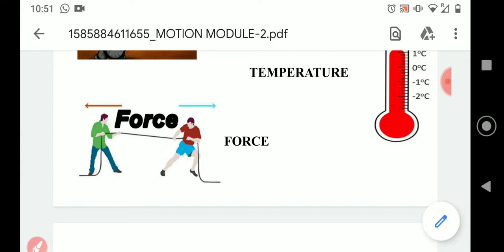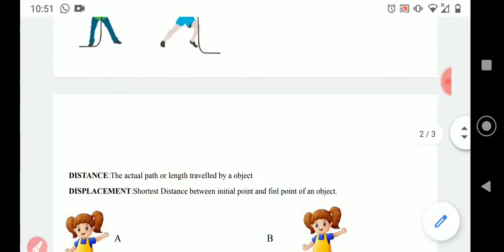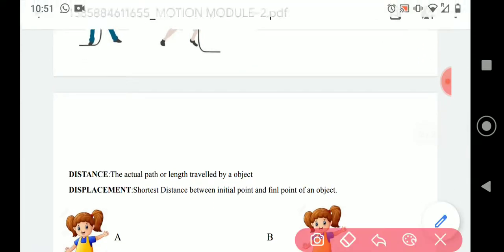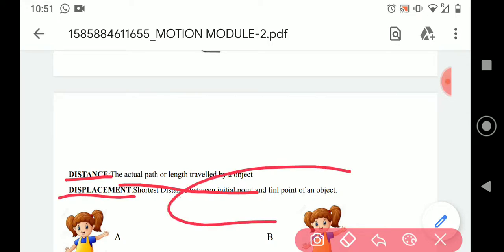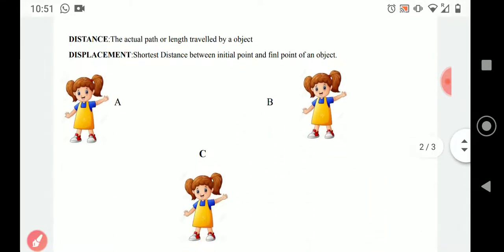Now we will discuss distance and displacement. These two quantities play an important role in motion. Let us see what is distance and what is displacement. First, distance: the actual path or length traveled by an object, or we can say path length traveled by an object. Displacement: the shortest distance between initial point and final point is called displacement.